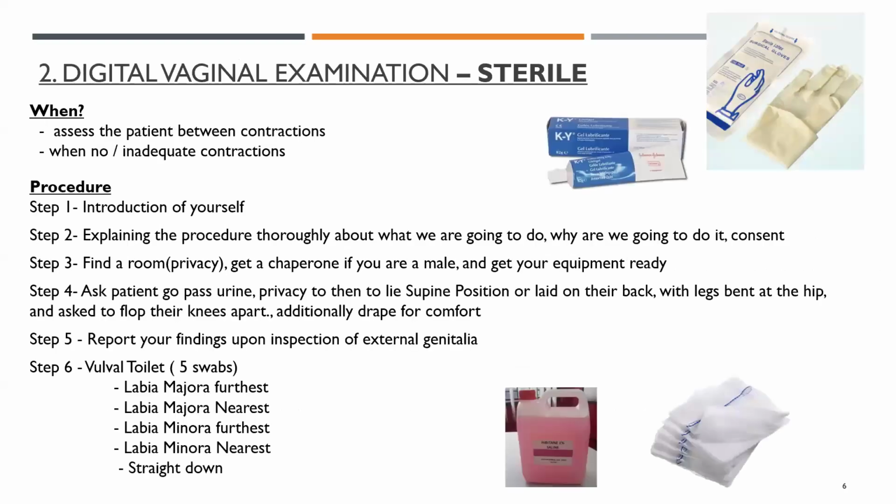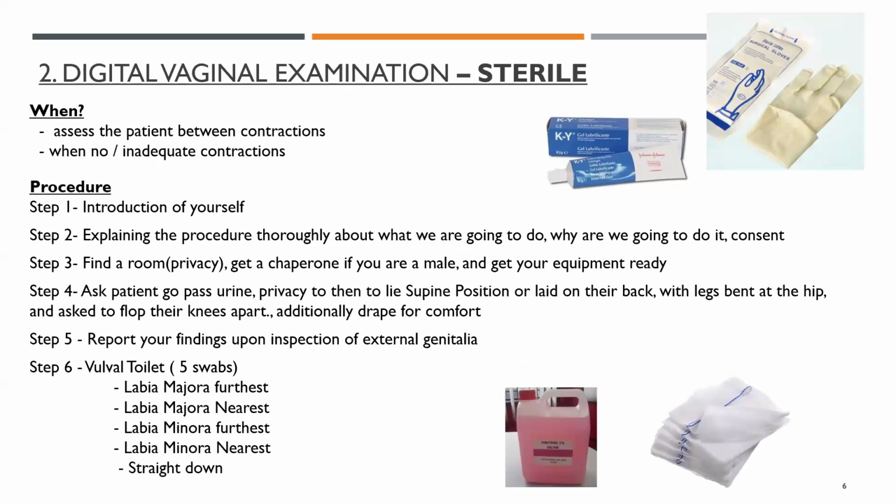Step number 2, another examination that is normally done is the digital vaginal examination. Again, it is a sterile procedure. When do we do it? Ideally, you don't want to keep doing it because there's a very high risk the patient will get an infection. So you only do it when necessary. And when is that? When you want to assess a patient between contractions, i.e. you're filling the partograph. Or when you have inadequate contractions and you want to see what the progress of this labor is, okay? So how do we do it?